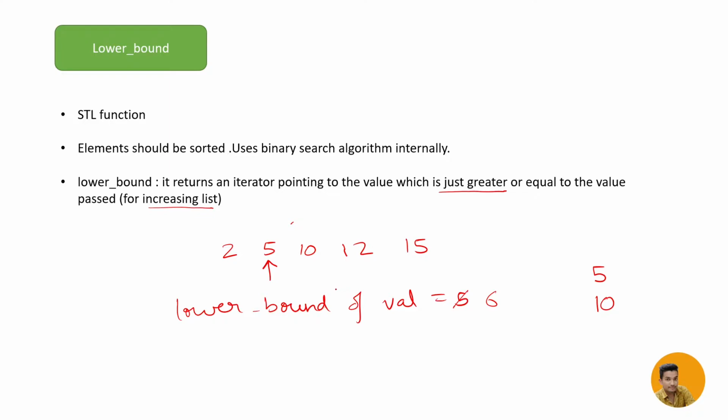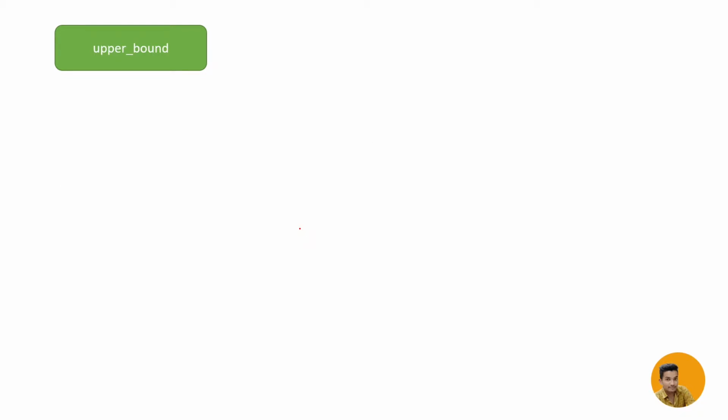So this is what lower bound is. It returns an iterator pointing to the value which is just greater or equal to the value passed. Let's take another example, the lower bound of value 13. The next greater value present in the list is 15, right? So 15 will be the result. This is how lower bound performs in a sorted list in increasing order. We will see the decreasing case in later parts of the video.